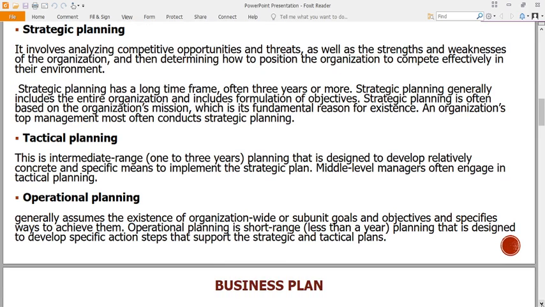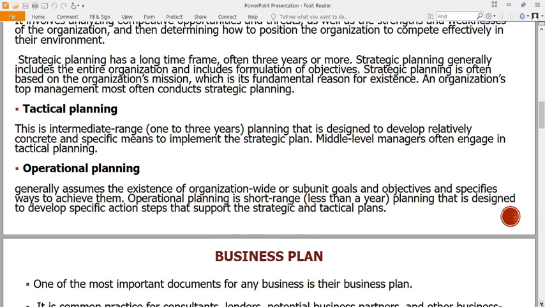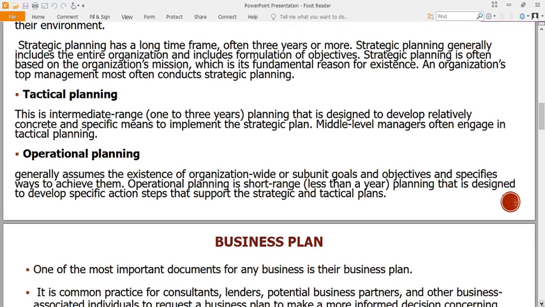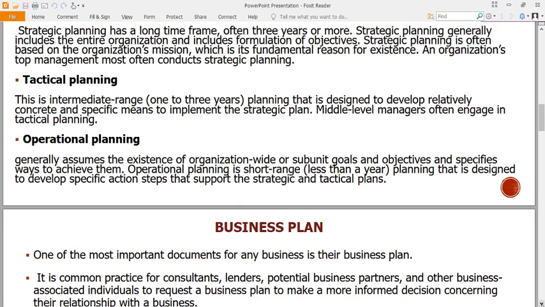Then lastly, we have what we call operational planning, from the word operational. So here we set objectives or goals with specific ways of achieving either the tactical or strategic plan. In other words, here it is more of coming up with specific objectives that are going to help us implement the strategic and tactical plans.